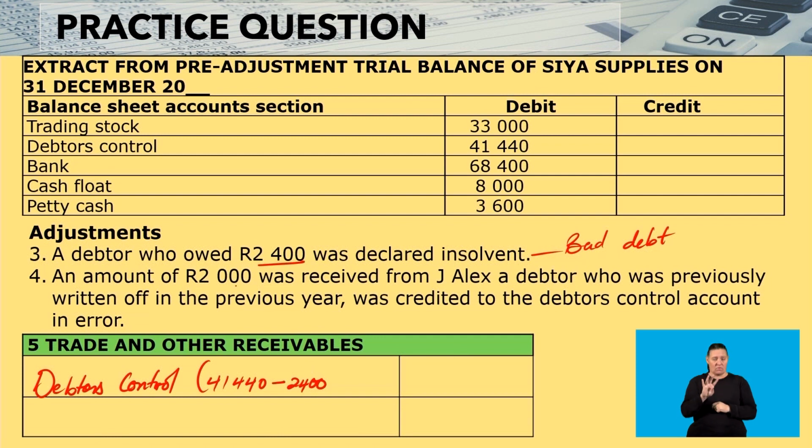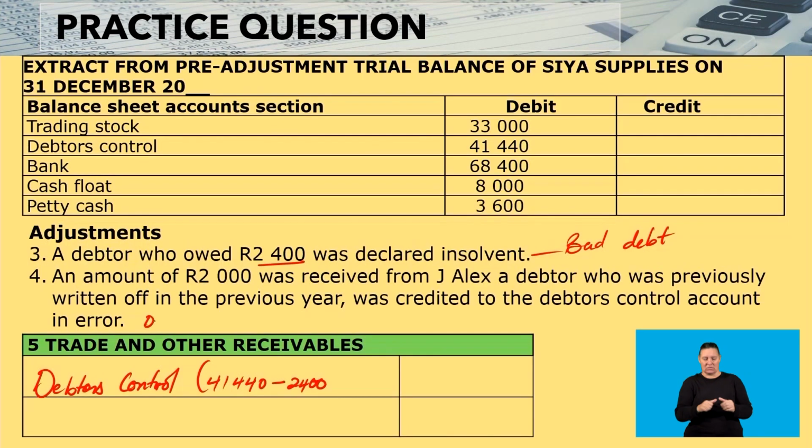Adjustment number 4. An amount of 2,000 was received from J. Alex, a debtor who was previously written off in the previous year, and it was credited to the debtors control account in error. So we have an amount of 2,000 which was received from J. Alex. J. Alex is a debtor who was previously written off. We're talking of the previous year in this case. This amount was credited to the debtors control account in error. Why are they saying this is an error?